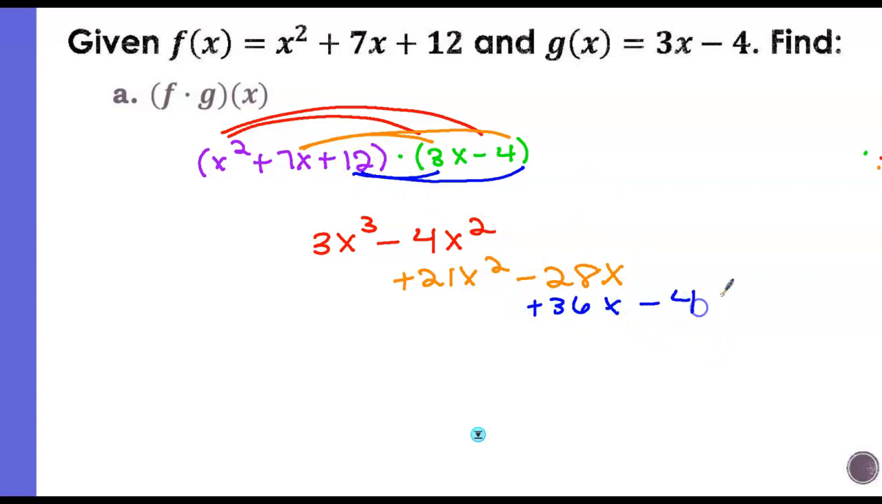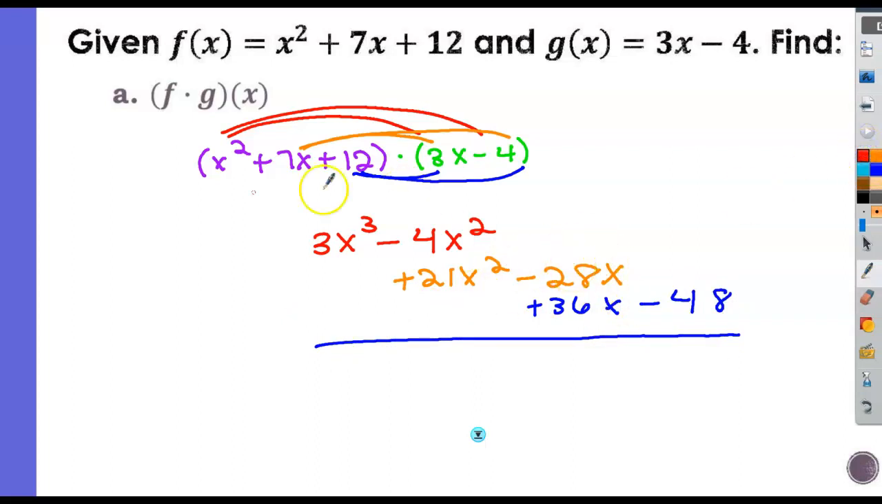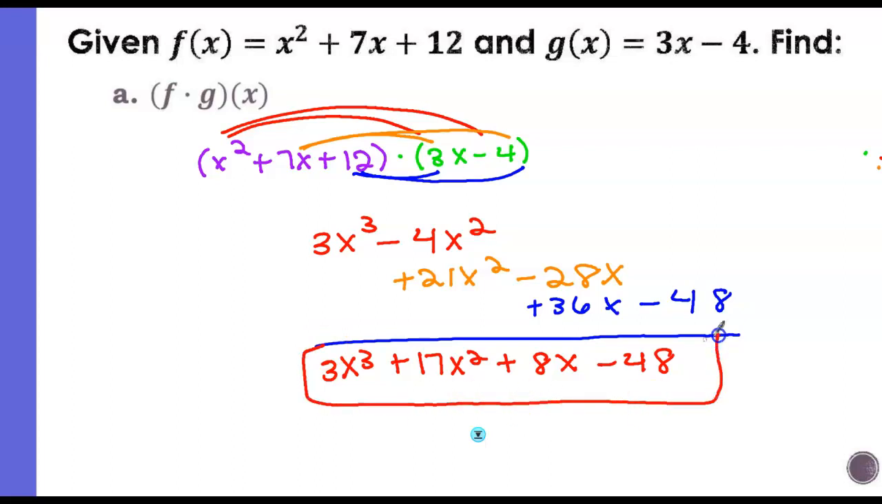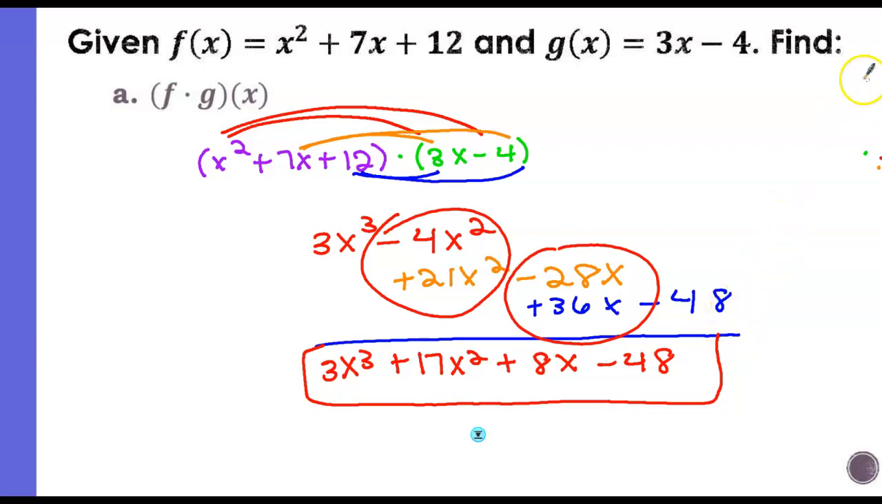minus 48. All right, I just lined it up this way just so my like terms would already be lined up and I wouldn't have to figure it out too much. So I have 3x to the third, 21 minus 4 is 17x squared, 36 minus 28. Okay, so I have my final answer, which I combined these like terms and then I finished it up.